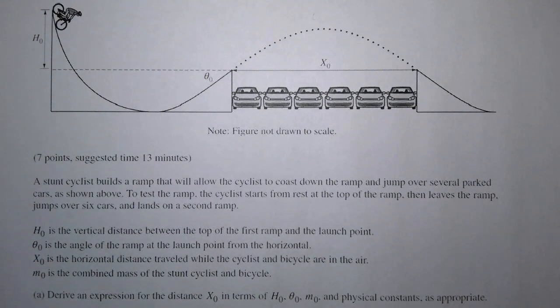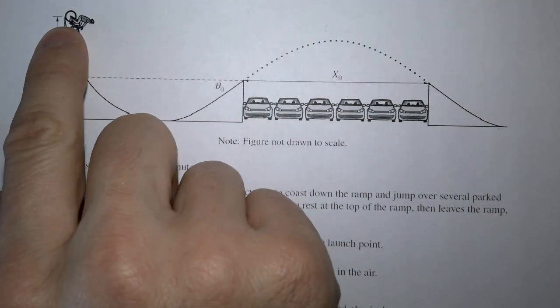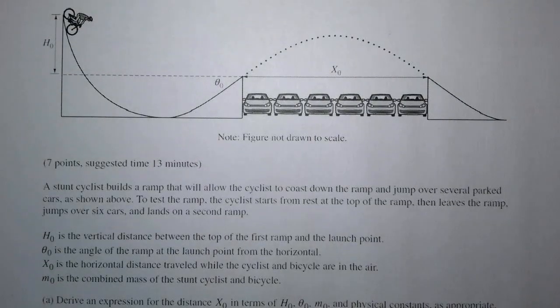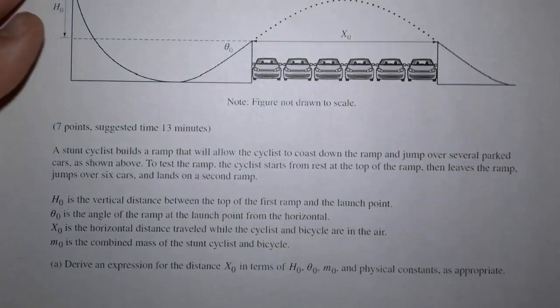Today we're going to be doing an AP question, and we have this guy on a bicycle. He's going to be going down a ramp, and then he's going to be jumping some cars, so he's a little Evel Knievel. All right? So it's only supposed to take 13 minutes. Let's see if we can do it in a little less time than that.